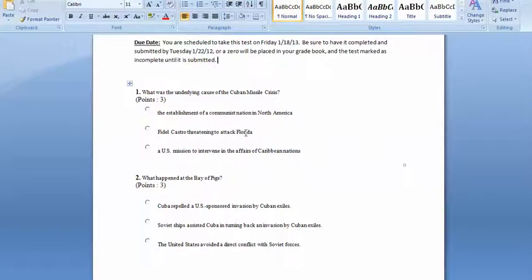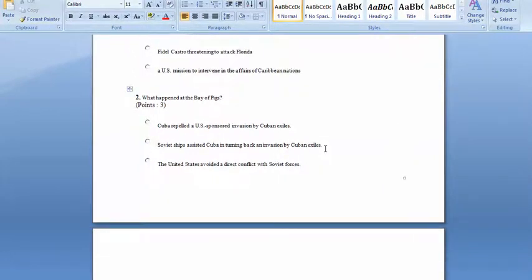All right, so let's get started with your test. The first question is, what was the underlying cause of the Cuban Missile Crisis? The establishment of a communist nation in North America, Fidel Castro threatening to attack Florida, or a U.S. mission to intervene in the affairs of Caribbean nations?